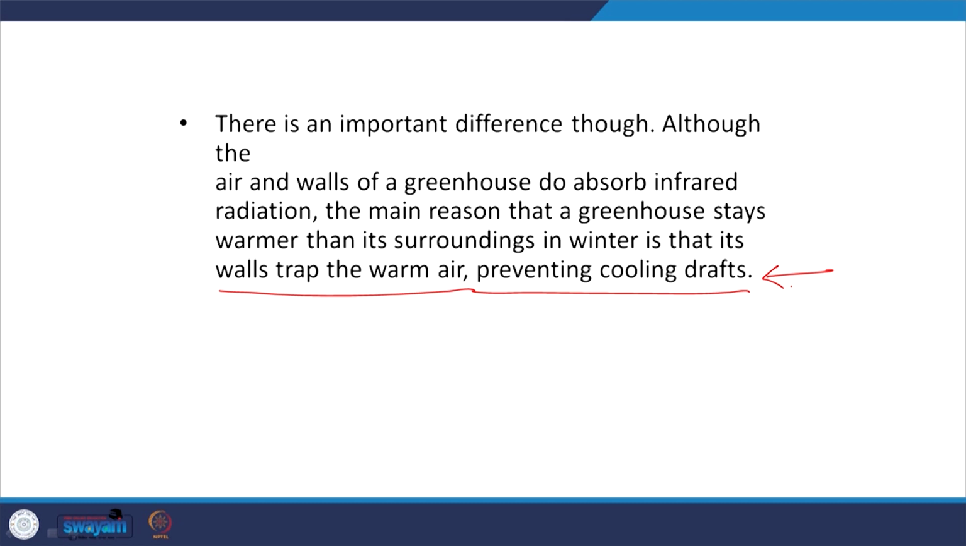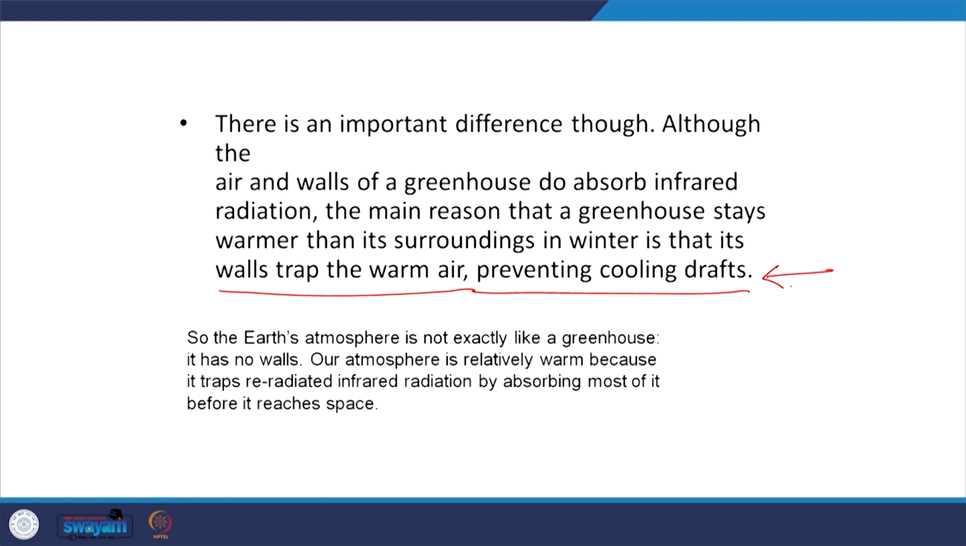So this is the major difference in comparison to the greenhouse and the greenhouse effect that we see on the planet Earth. Okay. Now, the Earth's atmosphere is not exactly like a greenhouse. It's not completely like a greenhouse. Of course, the effect is to some extent true in the case of Earth, but the mode and mechanism by which this effect is achieved is not completely the same between the greenhouse and the Earth. Okay. So our atmosphere is relatively warm because it traps the re-radiated infrared radiation by absorbing most of it before it reaches space.